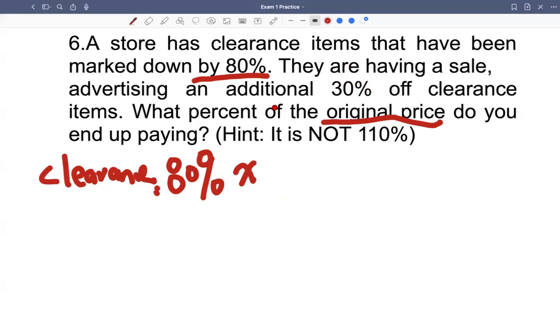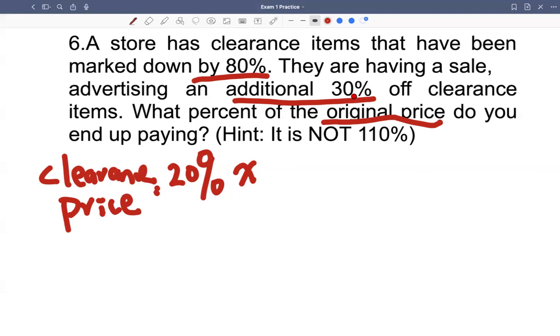Then they are having a sale advertising an additional 30% off. Additional 30% off. So marked down 80%, then we have to pay 20%, right? Because 100% minus 80%, 80% off basically, so we're left with 20%. So this is a clearance price. After the 80% markdown, we only have to pay 20% of the original price.